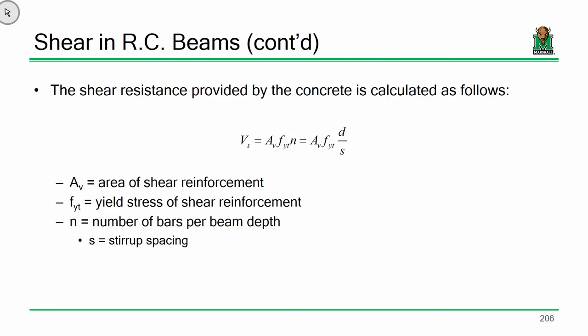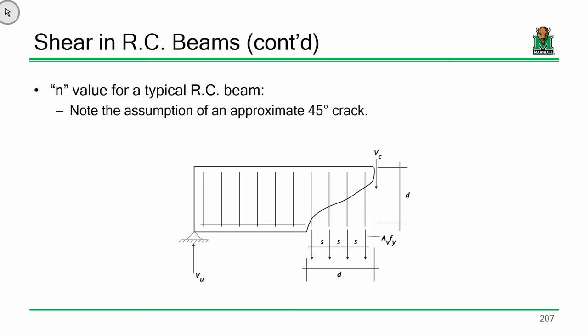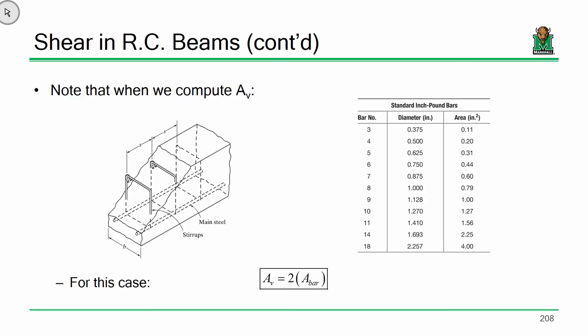The idea is we assume about a 45 degree crack, and basically what we're trying to do is figure out how many stirrups are present within a given crack, okay? So this one, just from a conceptual standpoint, would be about 4 stirrups in that crack. So we take the capacity of a stirrup, and if we want the shear capacity of the beam, we multiply it by 4, because in any given crack we're saying there are about 4 stirrups.